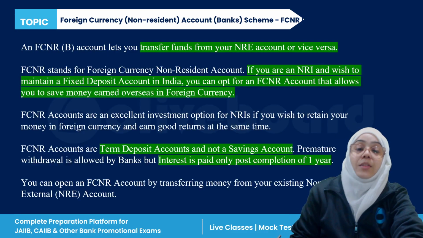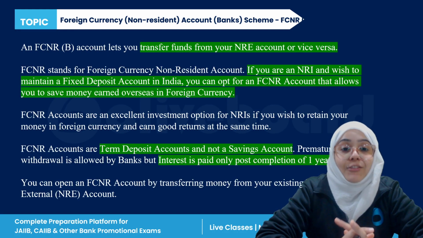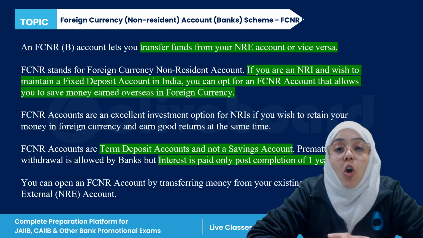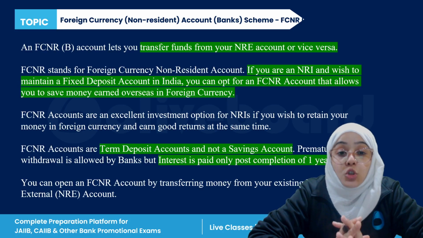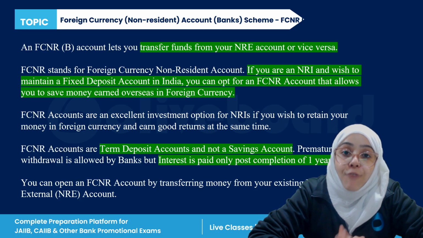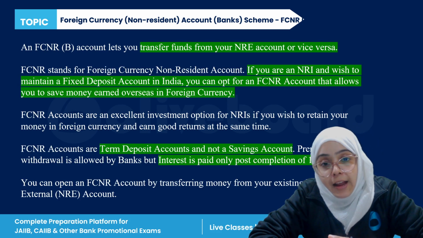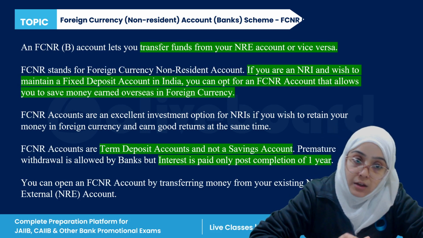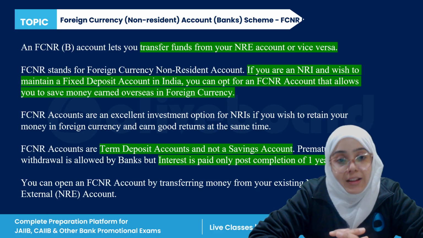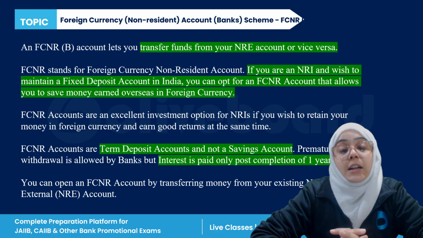Important thing. Now, there is the FCNRB account. The FCNRB account is offered to NRIs to transfer funds from an NRE account to the FCNRB account or vice versa. It is actually a deposit account.